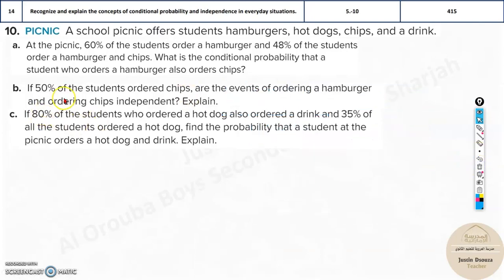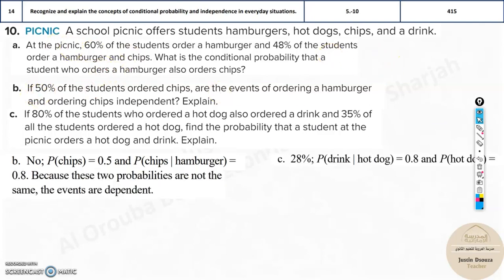And let's look over here. What are the questions? First one, we got the answer already. We have done just now. If 50% of the students ordered chips. Okay, now here you need to understand whether it is dependent or independent. Let's look at this now.